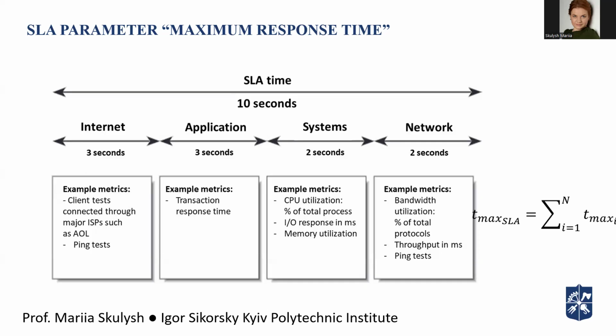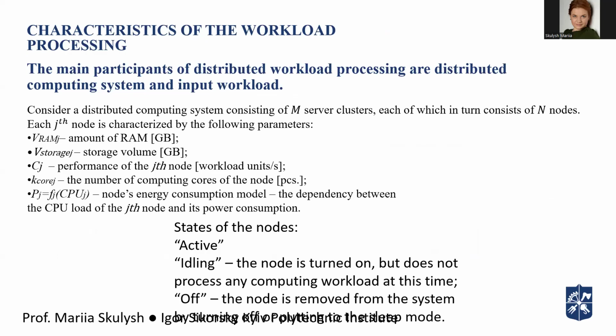System processing. It can be CPU utilization, memory utilization. So how exactly computational resources are used. And then network, also 2 seconds. How the network parameters are used. And therefore, all delays are added to the one max SLA. So it is one of the parameters of SLA.